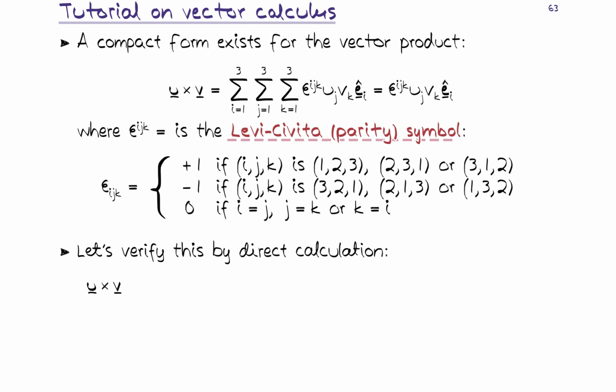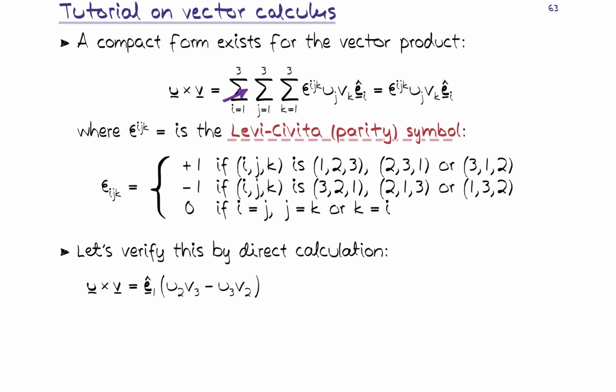So let's look first at the x component of this cross product. So let's first have the e hat 1 here, and then what's inside, what we have pointing along the x direction, is u2 times v3 minus u3 times v2. So this is of course what we know from another way of calculating the vector product, but let's verify how this works.